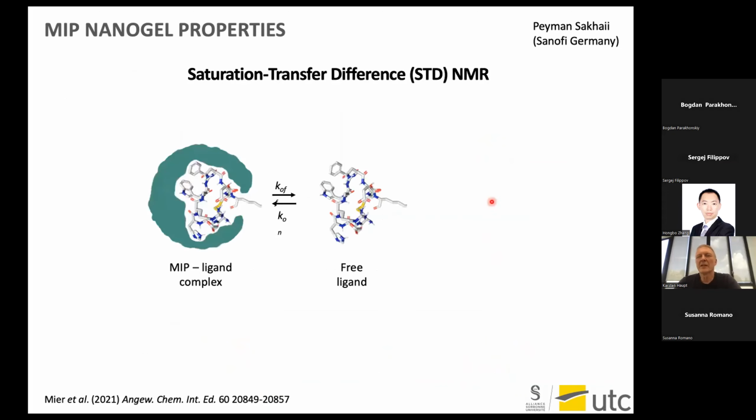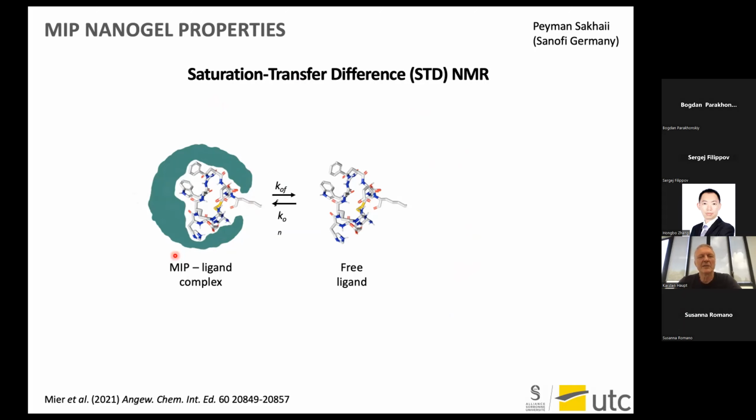Now, more recently, we have had a collaboration with an NMR chemist from Sanofi in Germany, in Höchst, and he proposed to use saturation transfer difference NMR to obtain an additional proof of the existence of molecularly imprinted binding sites in these materials, because we know the particles bind our peptide, but we don't really know if we have binding sites. So how does it work, this STD NMR?